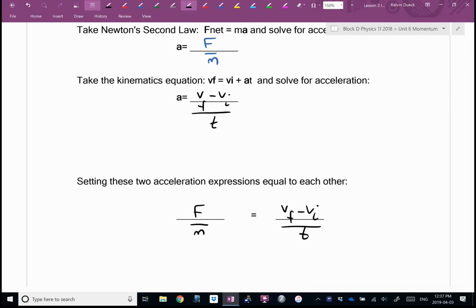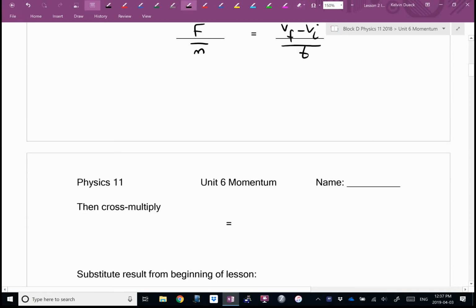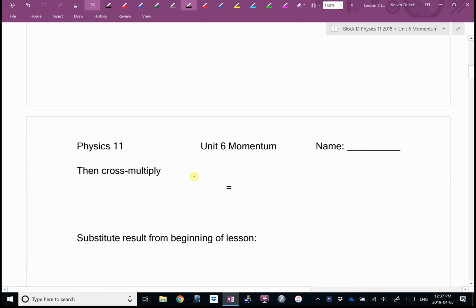This has got fractions. Let's get rid of the fractions. I'm going to cross multiply. I'm going to multiply the t up to here, and the m up to here. Cross multiply is on the next page, so we're going to get this.